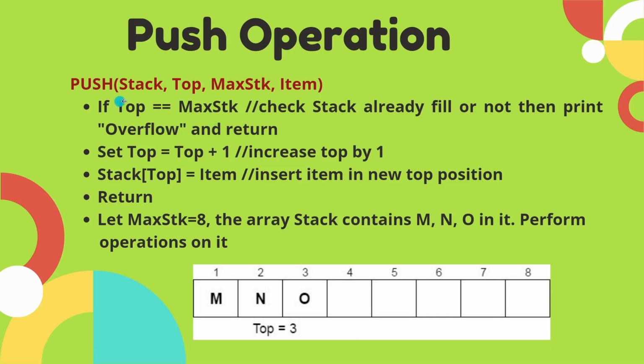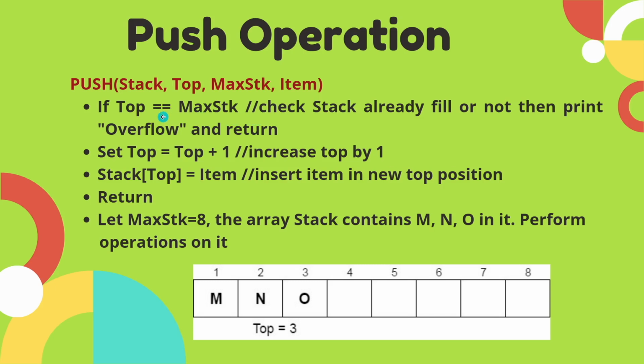Whenever I do a push operation, the function takes 4 arguments. One is the stack, another is the current value of top, another is the maximum capacity of the stack, and the fourth argument is the item to be added onto the stack. First, I check whether top is equal to the maximum stack size. In our case the top value is 3, but the maximum stack size is 8. So this condition is false, which means our stack is not full by this time.